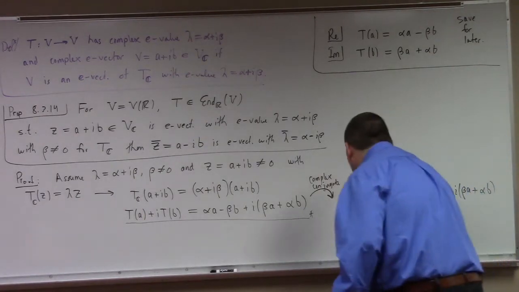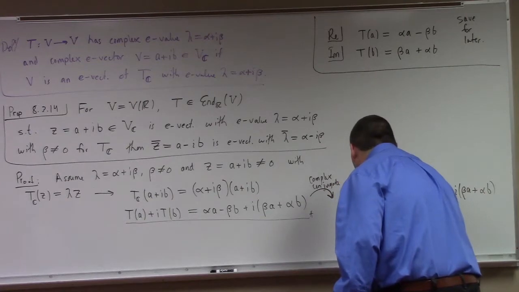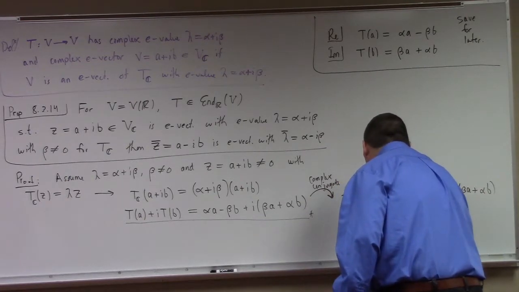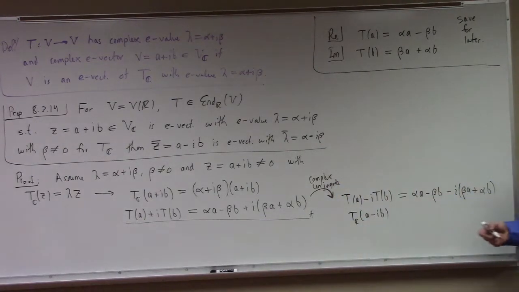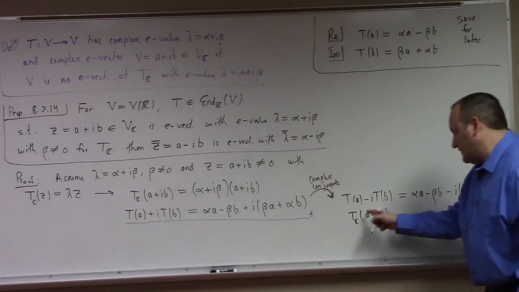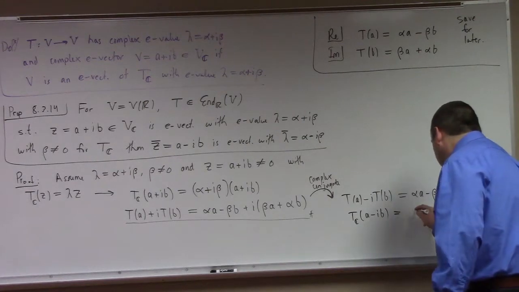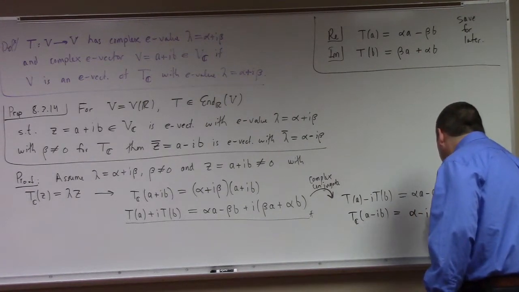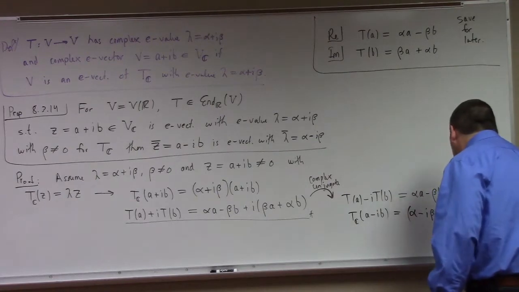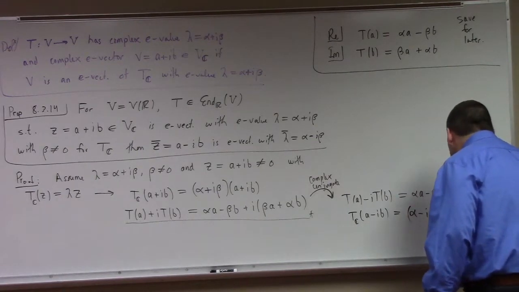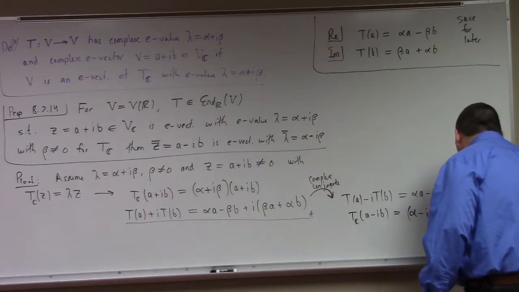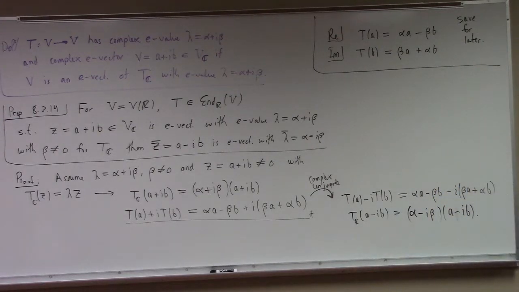Anyway, once you have that, you just undo what we did. So what this says is T sub C of A minus IB, because I can pull the minus inside T because T is linear, right? So using the definition of complexification, that's T of A minus IB. And then also unmultiplying the other side, this is alpha minus I beta times A minus IB. So going from here to here, I'm just unmultiplying.